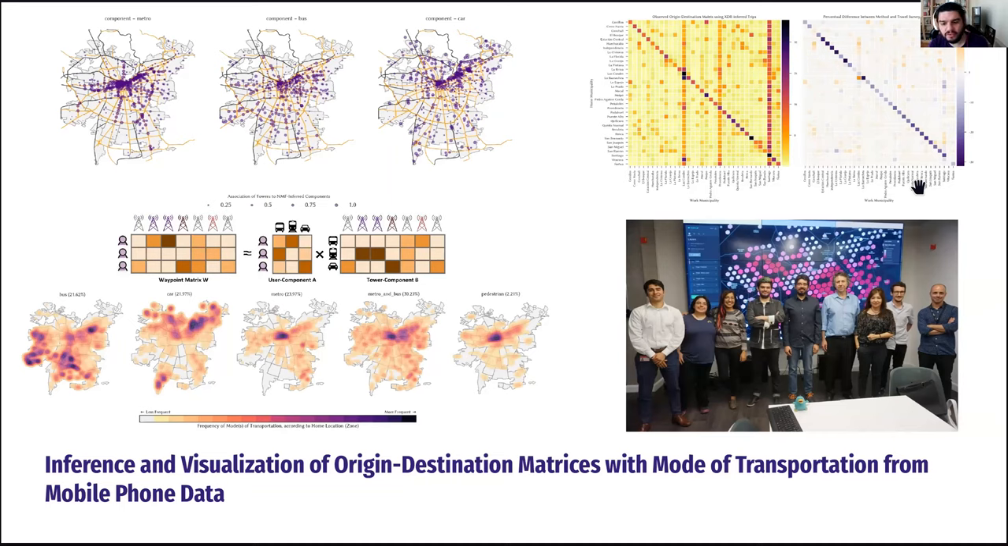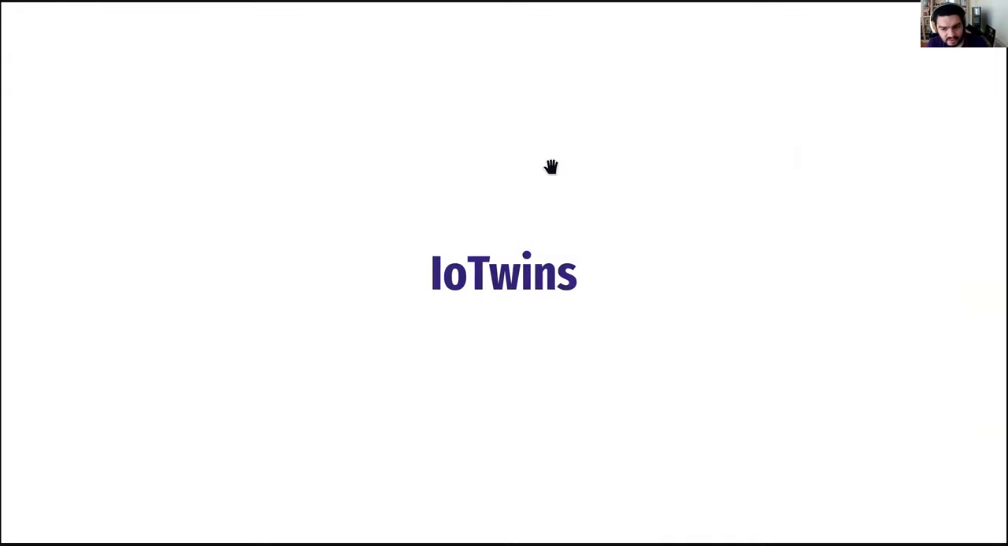So you need new ways to measure how people move in a city. And mobile phone data provides signals to measure that. But it's not something that you can measure directly. You need to look at proxy behavior, proxy data. So that's why it's a research challenge to do that. That's the kind of work that I do, but now let's talk about IoTwins.